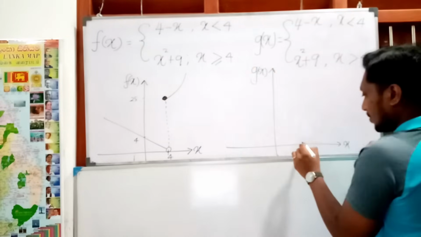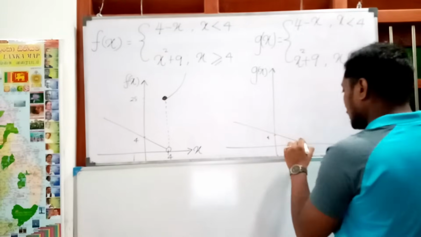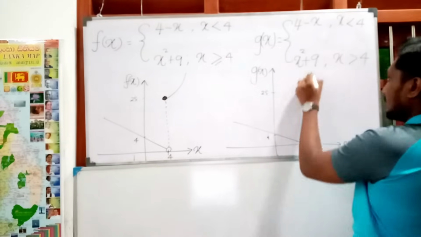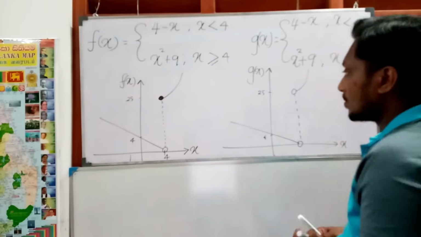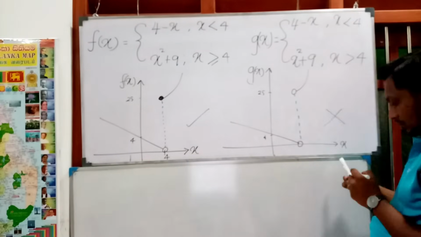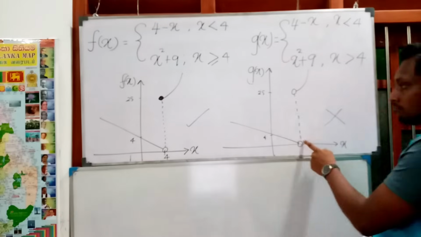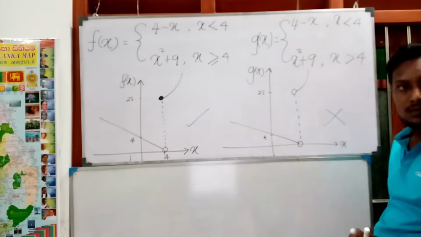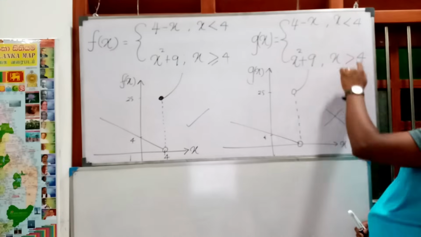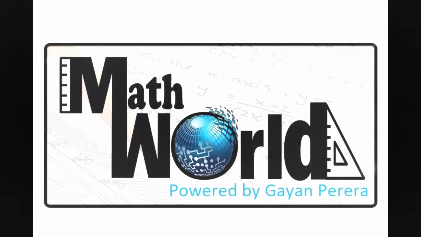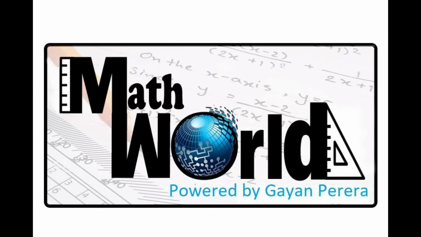When you come to g(x), neither of the two functions has a value when x equals 4. Therefore, g(x) doesn't have a value when x equals 4, so g(x) is not a function. Can you remember the definition of a function? It says each value of a set must have a corresponding value. So g(x) violates it. Therefore, g(x) is not a function.